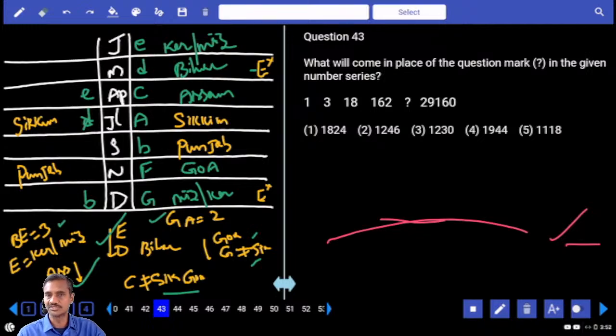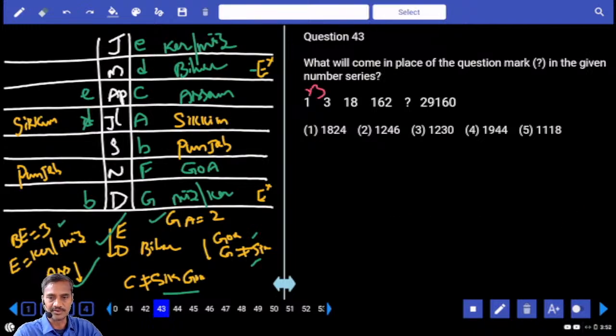Now numbers are increasing at a very fast rate, hence it must be a product or combination. Now this is into 3, now this is 6, now this is 9. 3, 6, 9, 12. Now 2 into 2, the last digit must be 4. And what is your answer here? 1944. 1944, question 43 is choice 4.